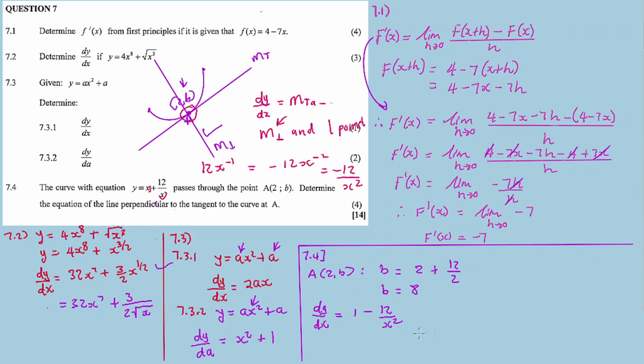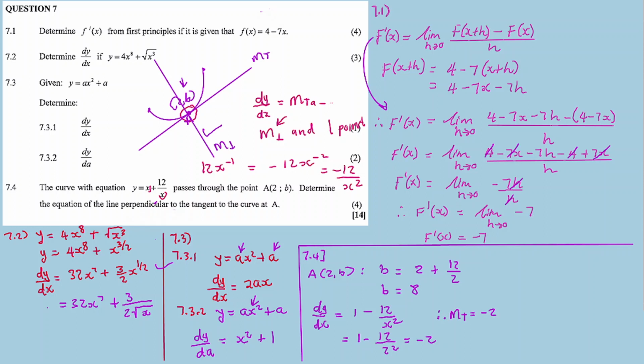Now, the gradient for the tangent, we find by substituting the x coordinate of A into the derivative. So what is 12 divided by x squared? It's 12 divided by 4, which is 3. 1 minus 3 is equal to negative 2. So the gradient for the tangent is equal to minus 2.